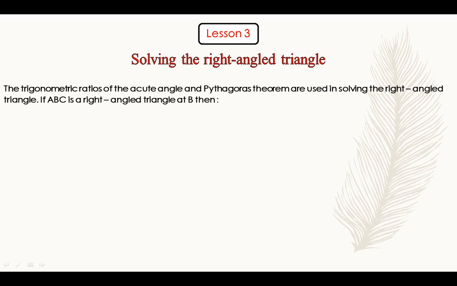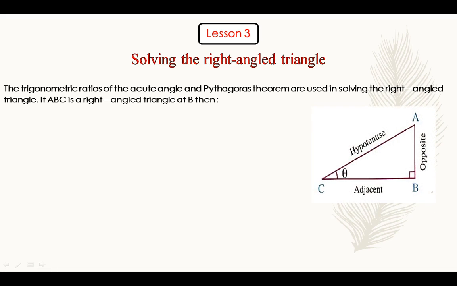The trigonometric ratios of the acute angle and Pythagoras theorem are used in solving right angle triangle. So, if triangle ABC is a right angle triangle at B, as in the opposite figure, you can say that sine C equals opposite over hypotenuse, cosine C equals adjacent over hypotenuse, tan A equals opposite over adjacent.